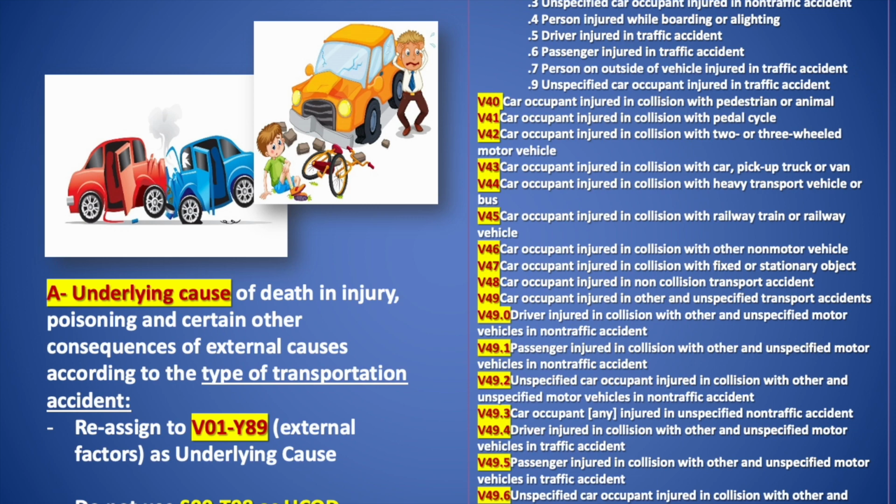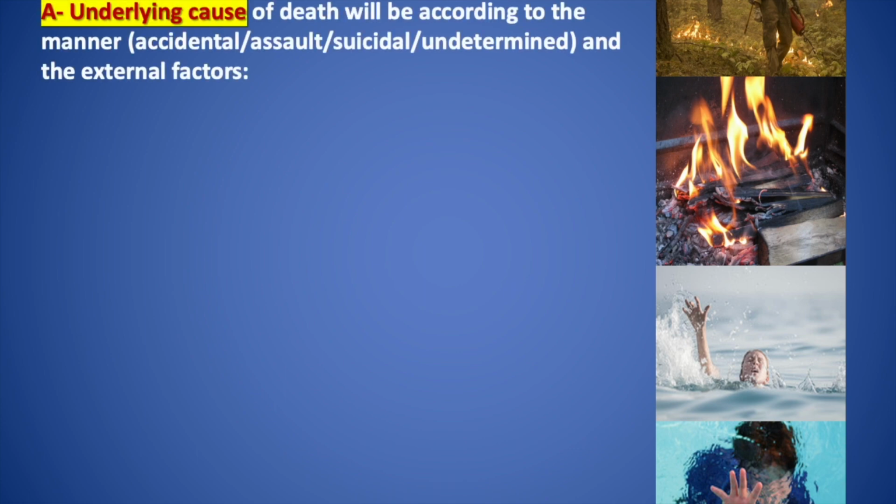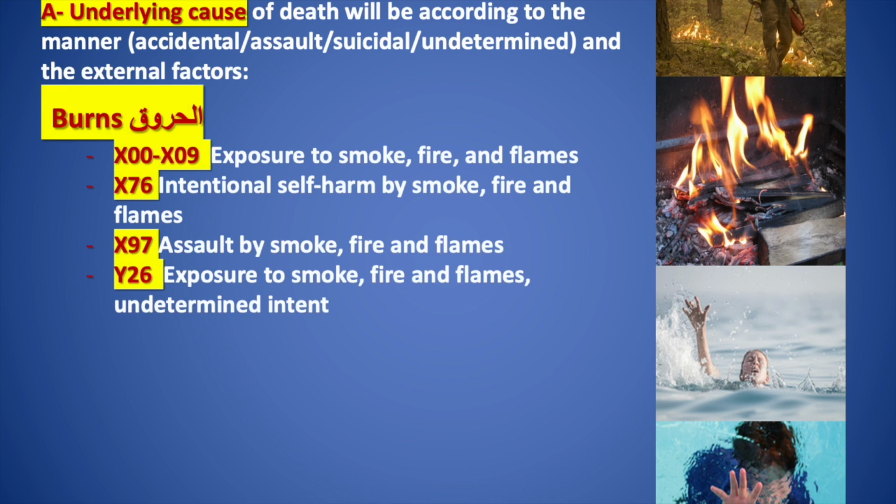Also for accidental death, like in drowning, like in fire, like in burn, we will not use the trauma codes like S and T. We'll use other codes as underlying cause of death. In burn: X0 to X09, exposure to smoke, fire, and flames; X76, intentional self-harm by smoke, fire, and flame; X97, assault by smoke, fire, and flame; and Y26, exposure to smoke, fire, and flame, undetermined intent.